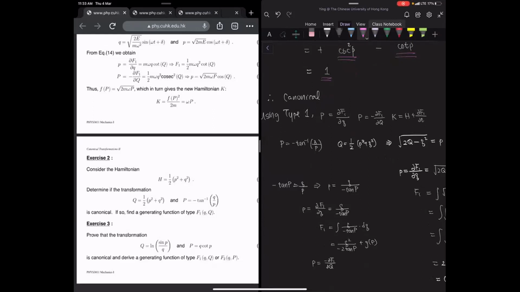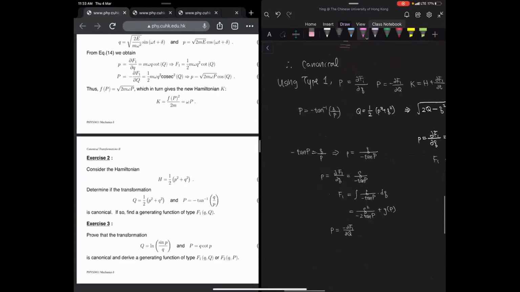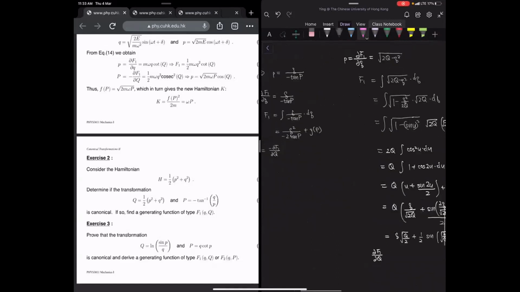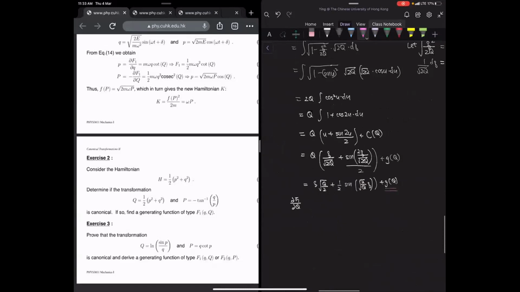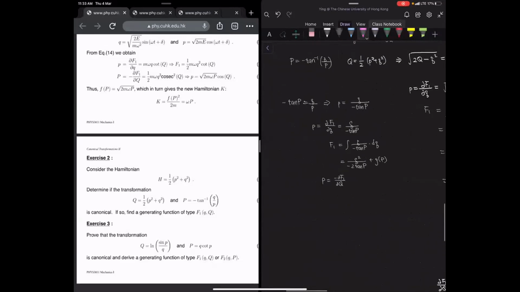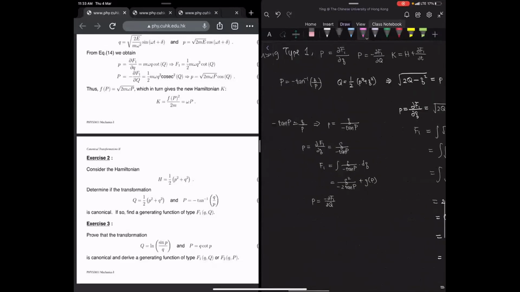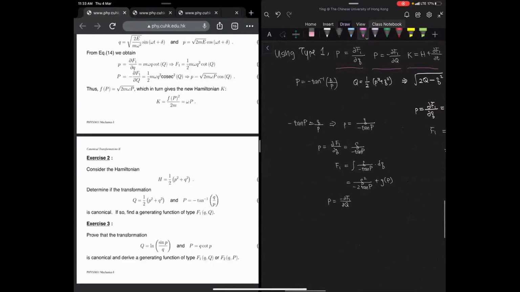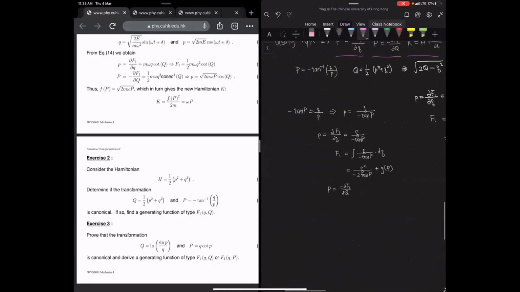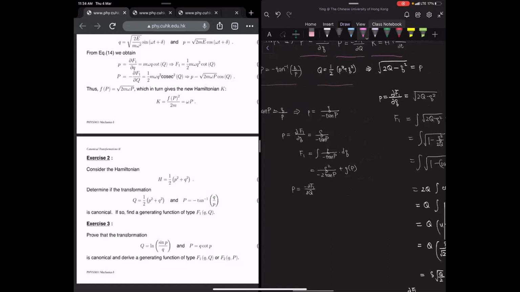In type 1, I have solved till finding the generating function, but I haven't finished getting the large Q. I guess the above is rather similar, where we have small p and the derivative of large F1 over round Q, and these are the methods of solving type 1. That's right, as requested by this question. And then we have the definition.